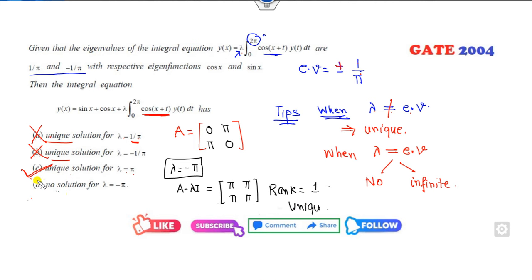Moreover, no solution is cancelled because lambda is not equal to the eigenvalue. It's not equal to minus pi. Whenever they are equal, then only it's a no solution or infinite. But it is not equal, so it's a unique solution. But he said no solution. So the right answer is only C.